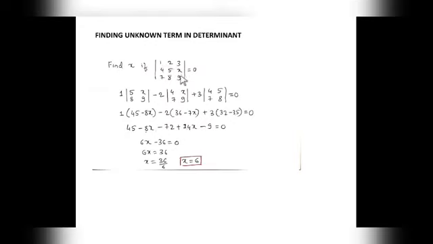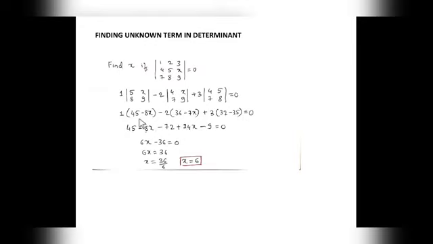Now we'll expand this determinant along the first row. 1 into the minor of 1 is 5, x, 8, 9, I've taken here, minus 2 into the minor of 2 is 4, x, 7, 9, plus 3 into the minor of 3 is 4, 5, 7, 8 is equal to 0. 1 into 5 9s are 45 minus 8 into x is 8x, minus 2 into 4 9s are 36 minus 7 into x is 7x, plus 3 into 4 8s are 32 minus 7 5s are 35 is equal to 0.